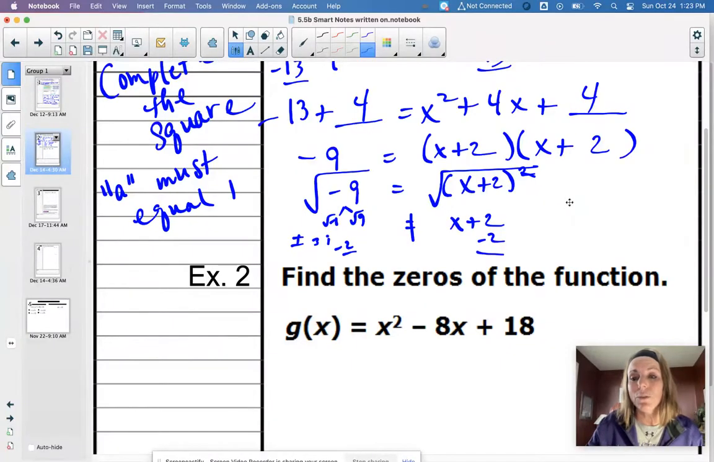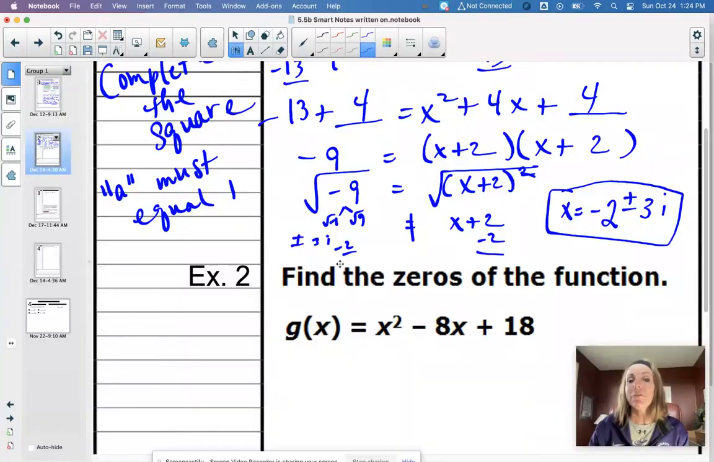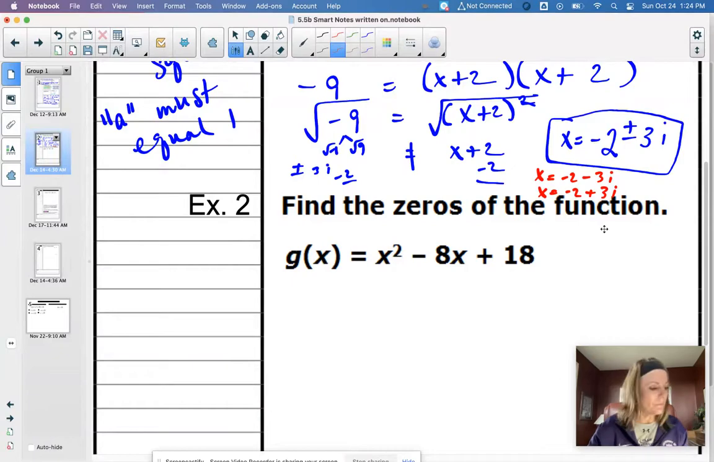And after I subtract the 2, I get x is equal to -2 plus or minus 3i. I always write what I add or subtract first, and then the plus or minus 3i. Now you may say, well, wait a minute, I don't see two answers. Yes, there are two answers. x is equal to -2 minus 3i, and x is equal to -2 plus 3i. That's another way of writing it. Example 2, we're going to do in class.